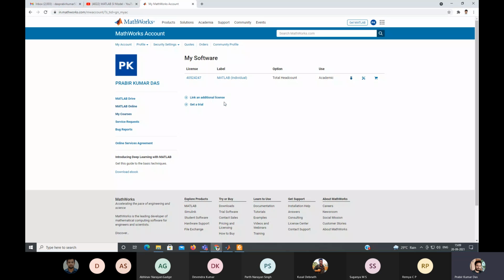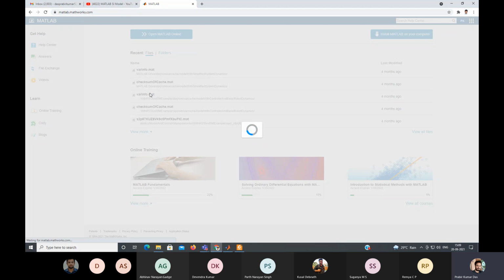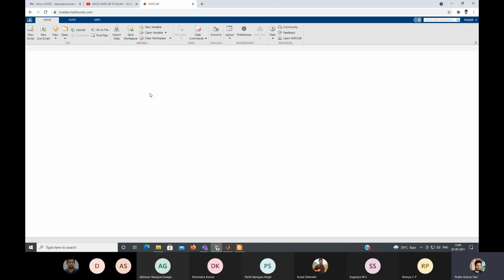See, there is Matlab Online. You can use that. Open MATLAB Online. If you click, it will open in your browser. So in that case, you don't have to install MATLAB in your system.